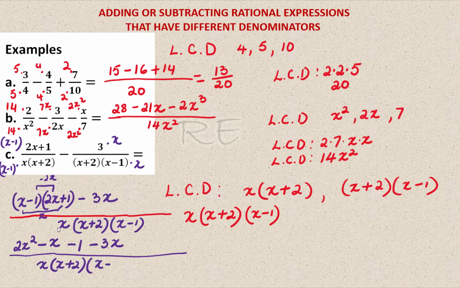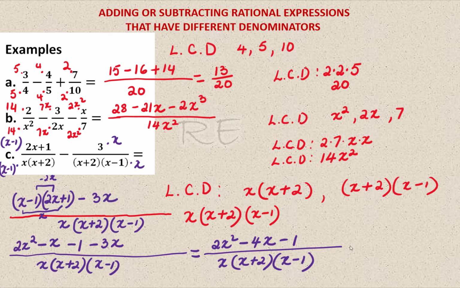Now, we get 2x squared, negative x minus 3x, which is negative 4x, minus 1, divided by x times x plus 2 times x minus 1. The numerator is not factorable. We are done.